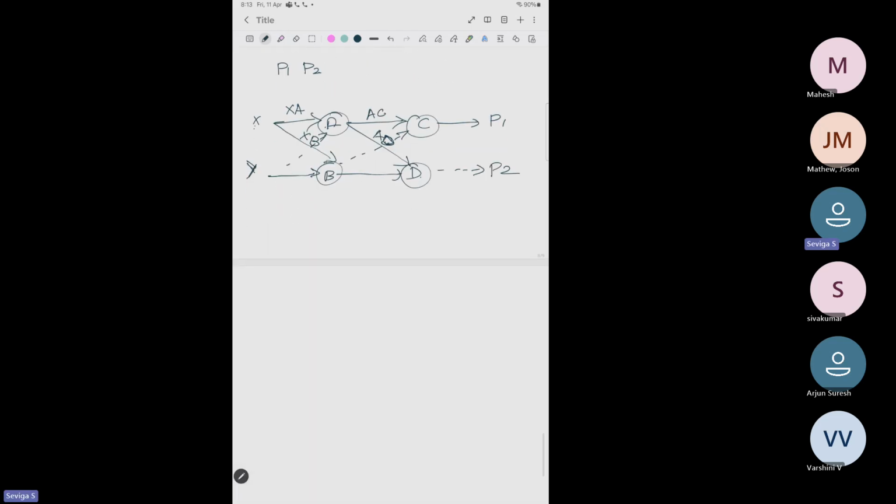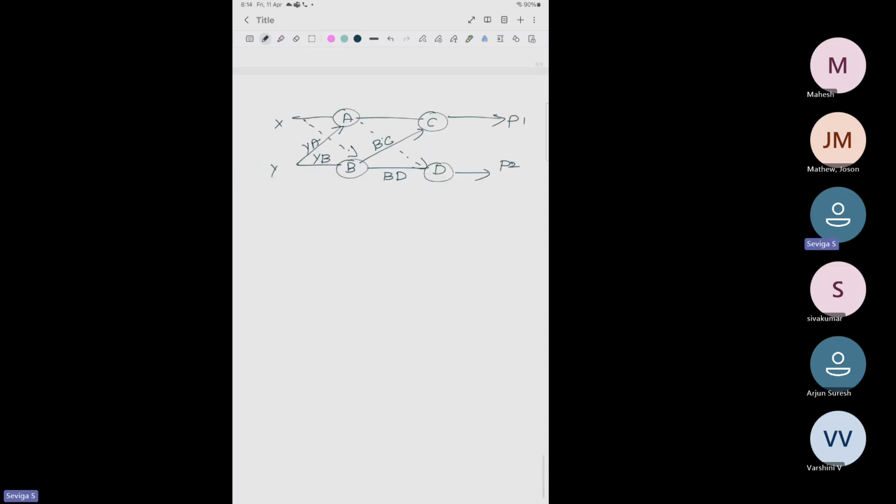Similarly for the prediction 2 also, we can name four weights. So this is YA, this is BC, this one is YB, this one is BD. We just pretend that X and Y are neurons when it comes to naming these weights. So if you look at it, this is a very tiny deep learning network with two layers.